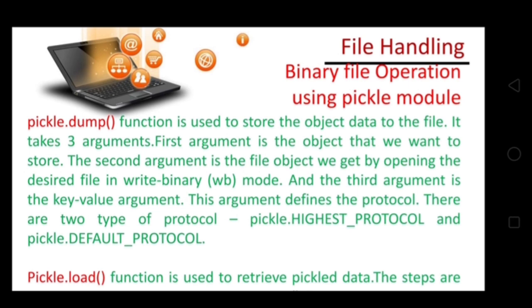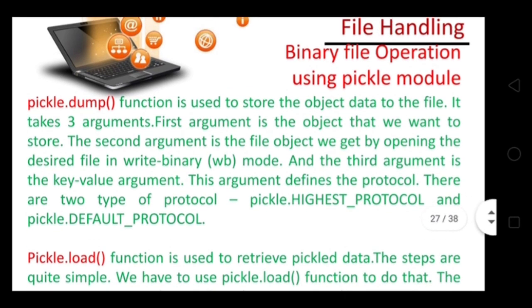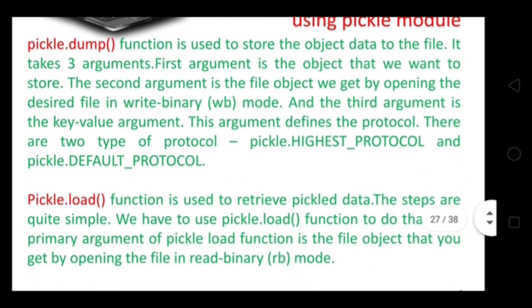argument is the file object, with the help of which we have opened the file, because that file object contains all the content related to that file. So we have two arguments: first is the structure or object we want to store, and the second one is the file object. There are two types of protocol, pickle.HIGHEST_PROTOCOL and pickle.DEFAULT_PROTOCOL. Then we have the pickle load function.